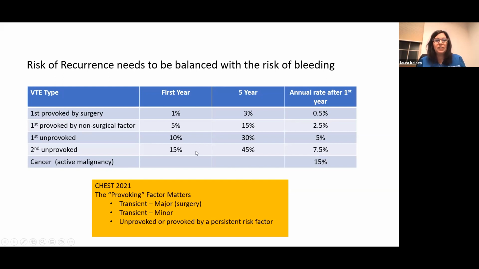And so when we're dissecting this out, again, like trying to understand if this is provoked by a non-surgical factor, so if they have an autoimmune disease and some inflammatory condition that's causing this, their rate is 5 times that of a recurrence than someone that just had a surgery and got an isolated calf vein clot. And so again, this all needs to be considered.